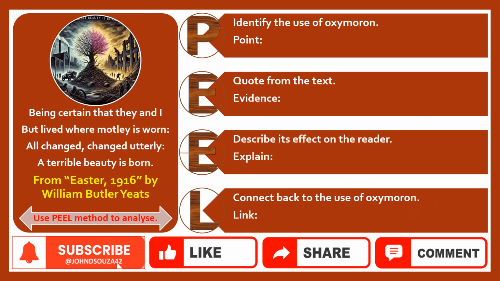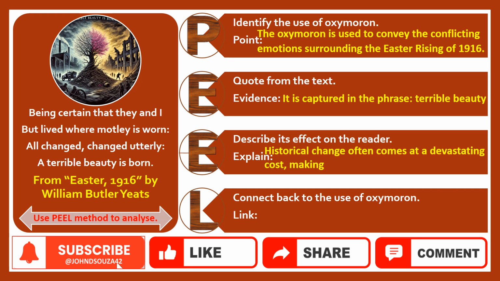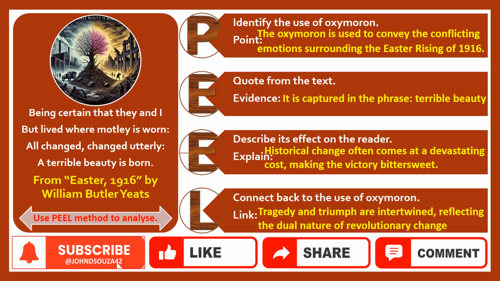Follow the PEEL method to evaluate the author's use of oxymoron in Easter 1916 by William Butler Yeats. Point: the oxymoron is used to convey the conflicting emotions surrounding the Easter Rising of 1916. Evidence: it is captured in the phrase "terrible beauty." Explanation: historical change often comes at a devastating cost, making the victory bittersweet. Link: tragedy and triumph are intertwined, reflecting the dual nature of revolutionary change.